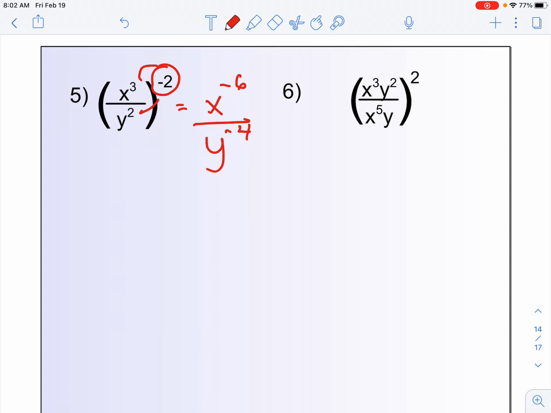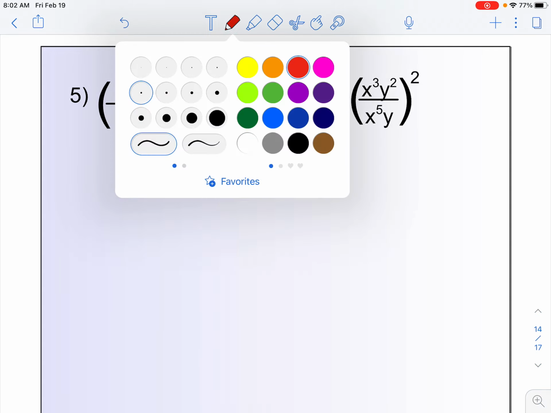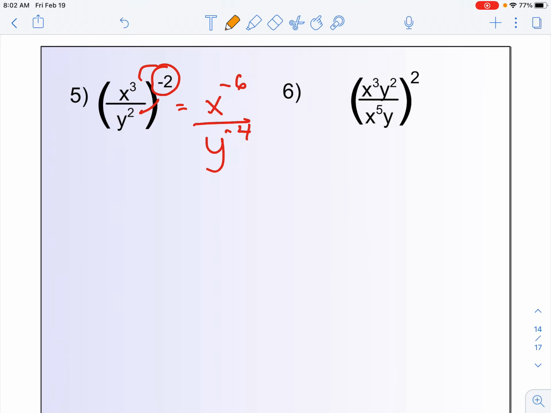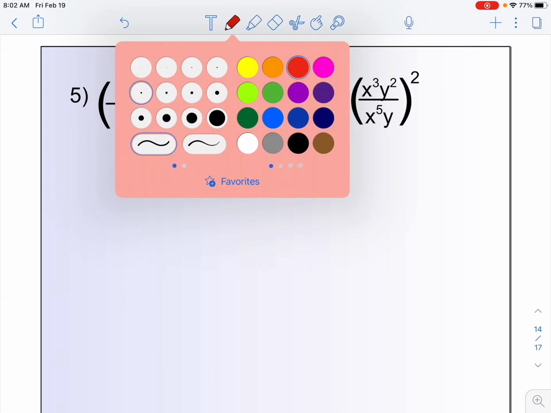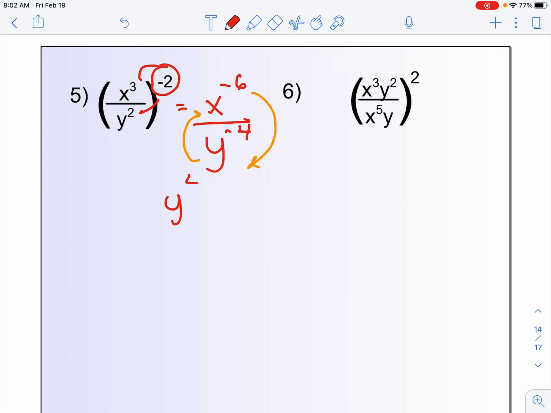Oh, but we have negative exponents. We can't finish our answer with negative exponents. So remember, negative exponents flip to the opposite side of the fraction. So what this becomes then is y to the 4th over x to the 6th. So anytime you have a negative exponent, it becomes positive on the opposite side of the fraction. And we've gone through the reasons why that works. And so now we're just using the shortcut.